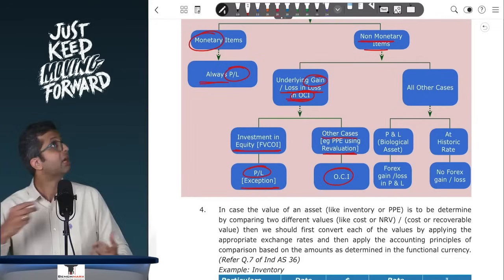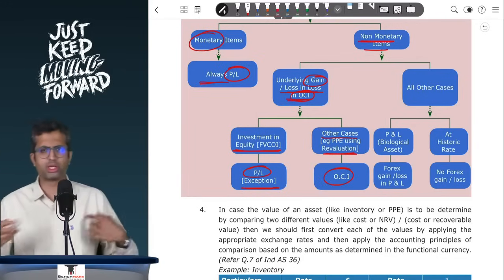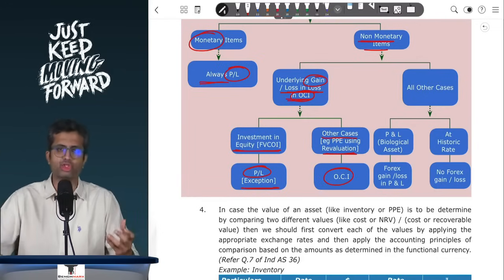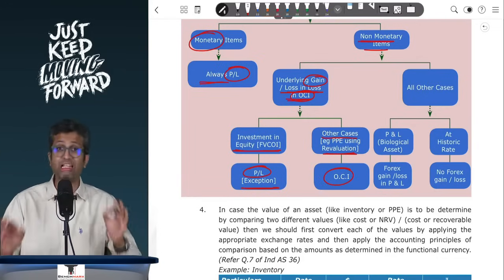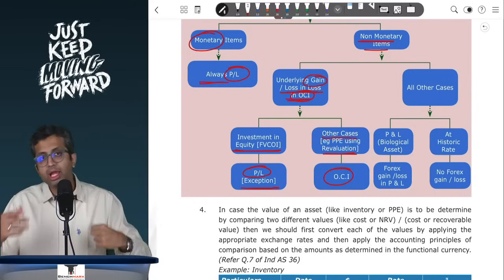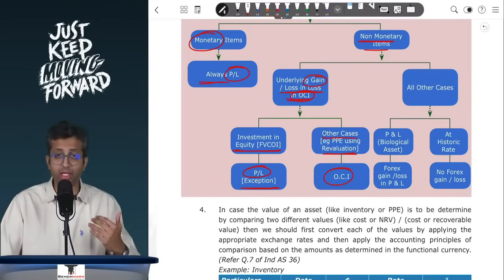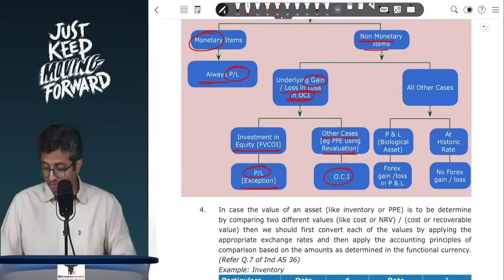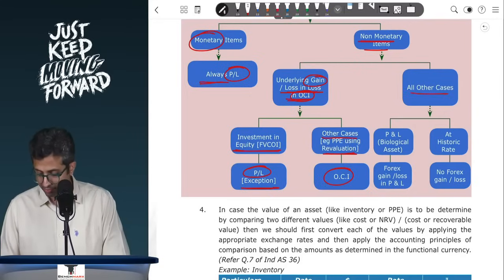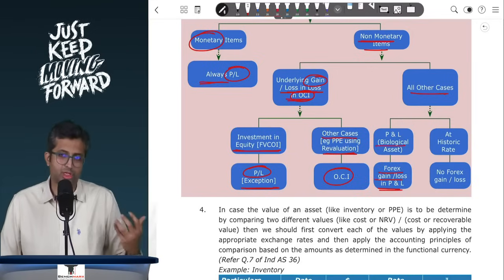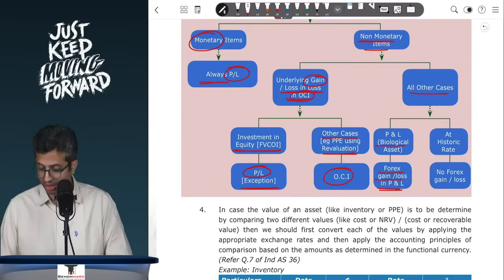For other items like investment in equity shares which are recorded at FVTPL, or biological assets which are recorded at fair value less cost to sell, these are non-monetary items and their gain or loss is going to the P&L, then their foreign exchange gain or loss will also go to the P&L. So for all other cases, like biological assets, foreign exchange gain or loss goes to the P&L, because the underlying gain or loss is also going to the P&L. And if the non-monetary items are kept at the historical rate, there is no forex gain or loss at all.